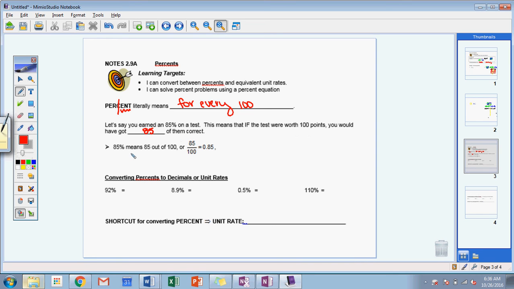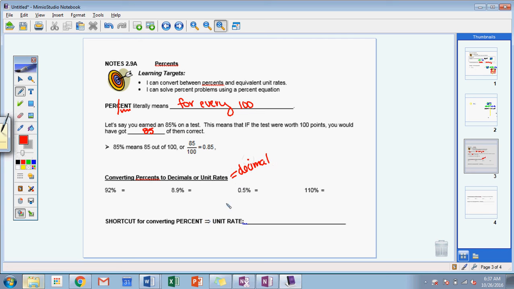So 85% means 85 out of 100, and a lot of times you'll see it written as a fraction or a ratio, or 0.85. So there's lots of different ways we can write 85%. We can write it as a fraction, we can write it as a decimal, and today we're going to be going back and forth between all those different things. So the first thing I'm going to want you to do is to convert percents into unit rates. And remember, a unit rate is really just a decimal answer.